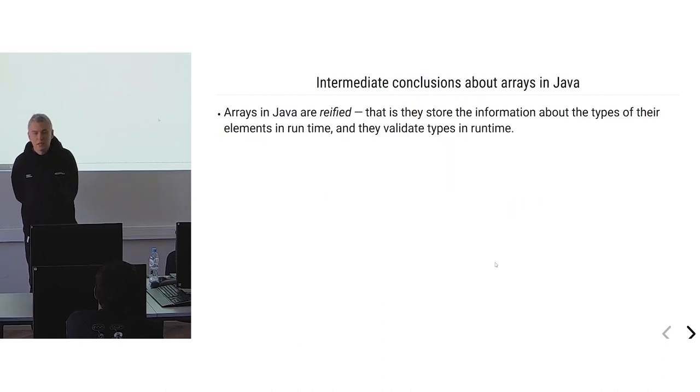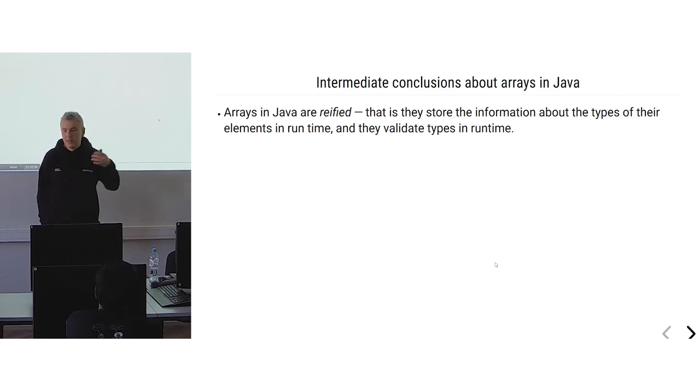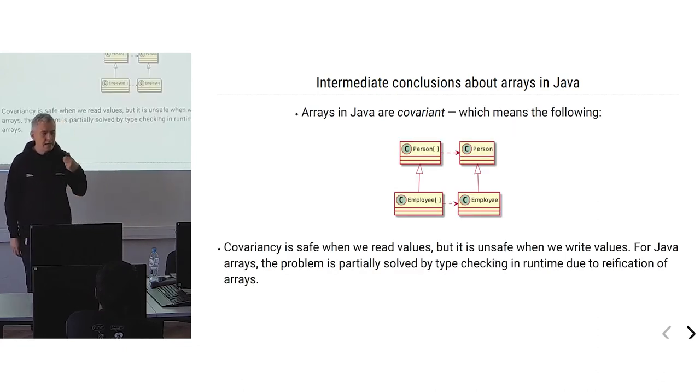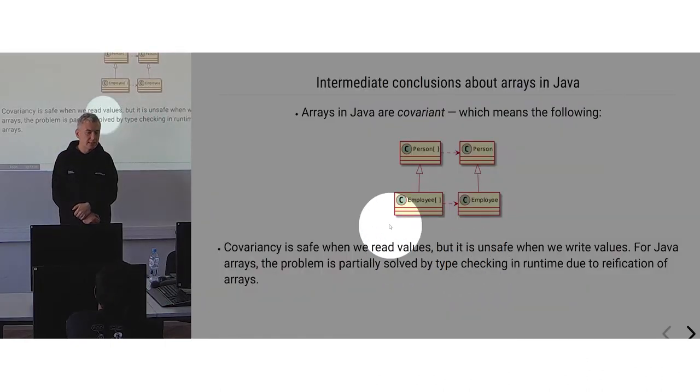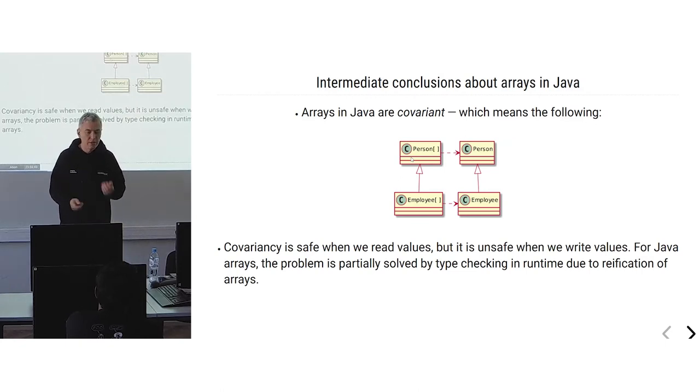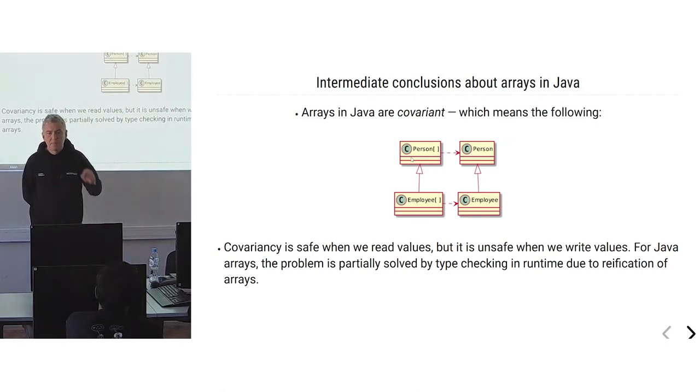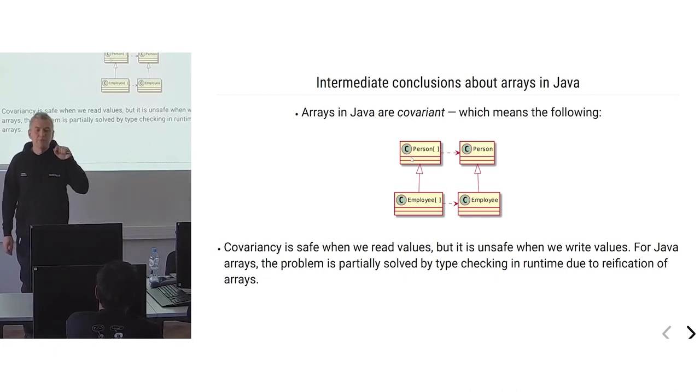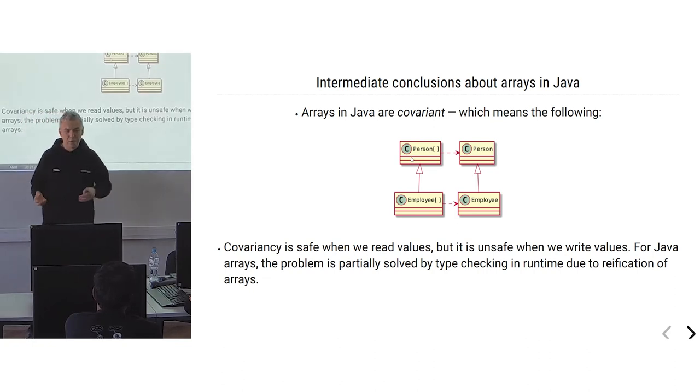Intermediate conclusions about arrays in Java. Arrays in Java are reified. I already explained what it means. And arrays in Java are covariant. Covariant means the following. It's better to have a look at this diagram. If Employee is a subtype of Person, then array of Employee is a subtype of array of Person. This is what covariance means. You should already notice that we have covariant types. In covariant types, it's safe to read values, but it's unsafe to write values. This is all. It's pretty simple. Soon you will know about contravariance, and it will be vice versa. And actually, you know everything that I want to tell you about.